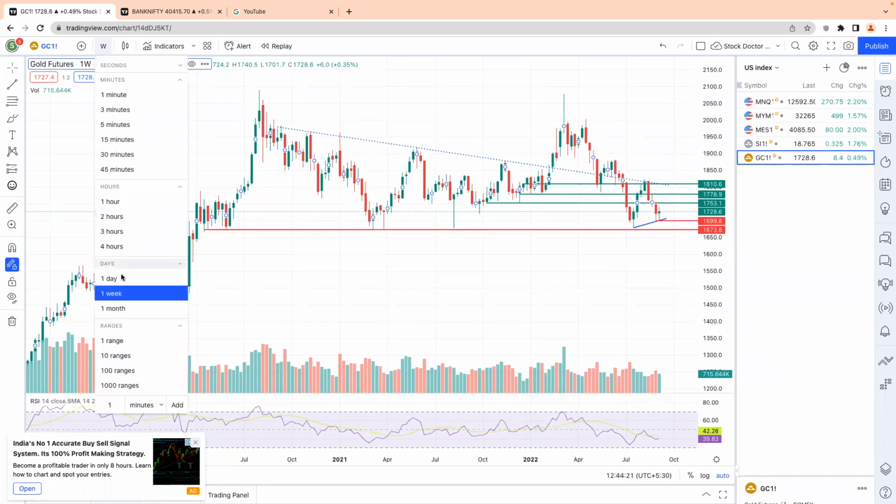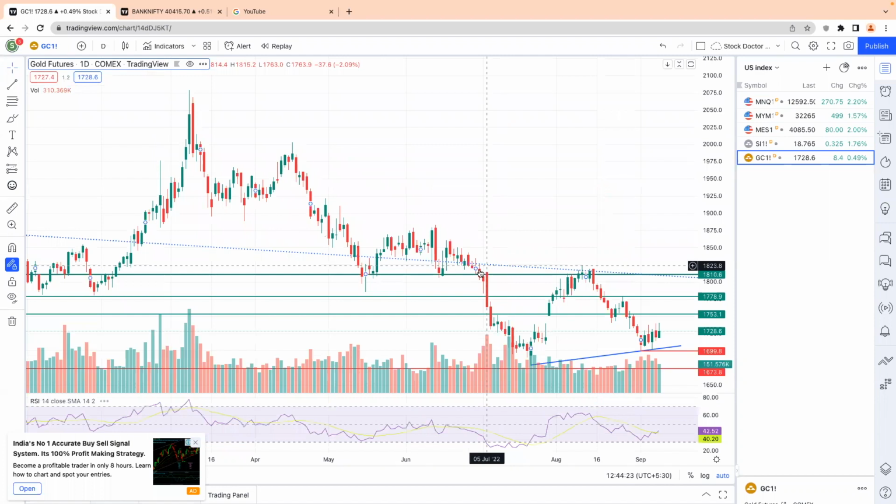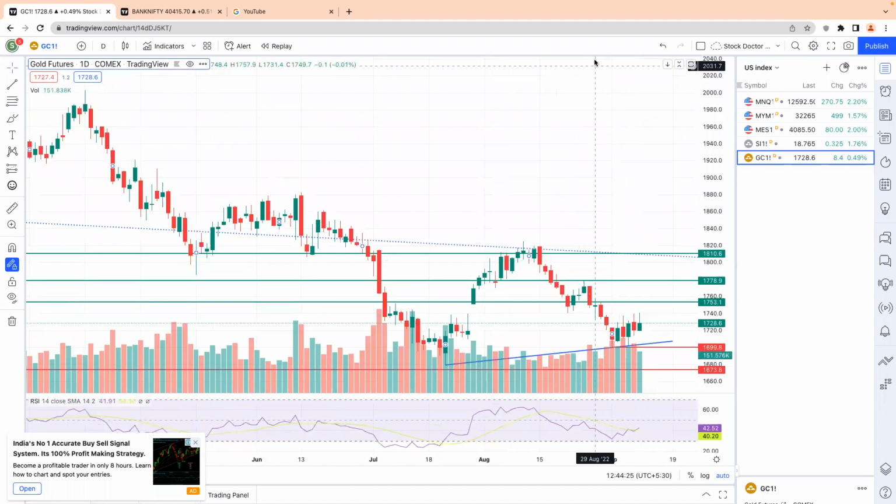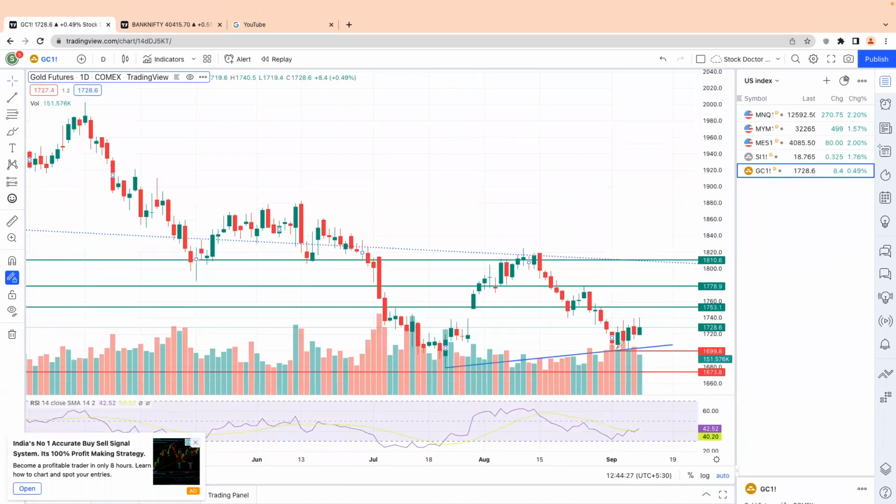We will convert it into the day chart. Gold is consolidating for the last 6 to 7 days, but every day the consolidation is going upside, you can see here. So I think gold has formed a strong base around 1700. So for gold, 1700 to 1675 is a very strong base, my friends. 1675 to 1700, these 25 points is a very strong base.